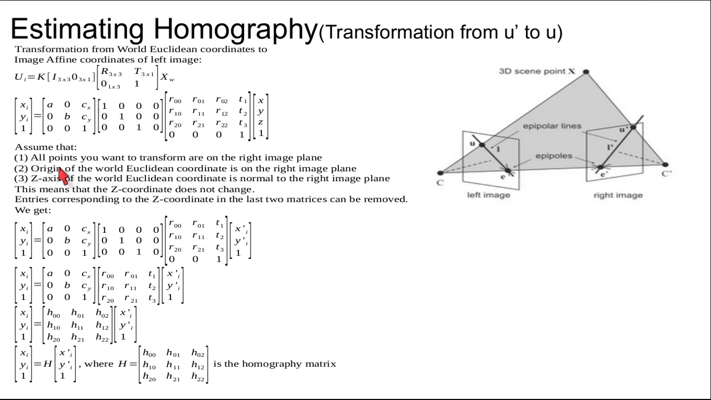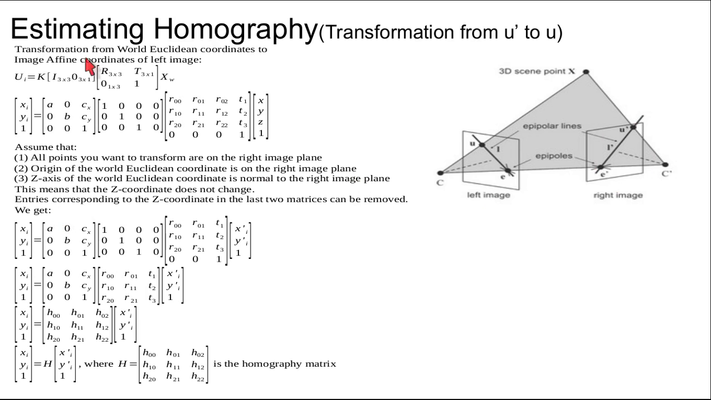The second assumption is that the origin of the world Euclidean coordinate system is on the right image plane. And the third assumption is that the z-axis of the world Euclidean coordinate system is perpendicular to the image plane of the right camera. Due to assumptions 2 and 3, the z coordinates of the points that you are interested in, that means all the points that are on the right image plane, become zeros.